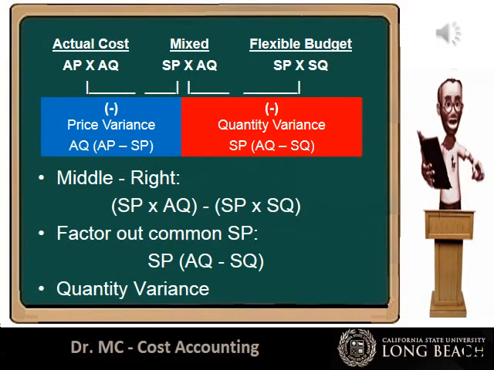When you subtract the right column from the middle column, you are calculating standard price times actual quantity minus standard price times standard quantity. When you factor out the common standard price, you get standard price times actual quantity minus standard quantity. Because you are comparing the actual quantity and the standard quantity, this subtraction gives you the quantity variance. This is the formula for the quantity variance.